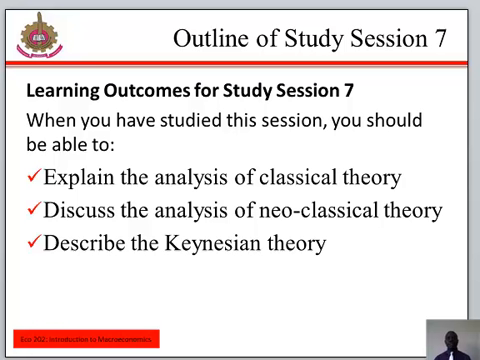Let's quickly run through the learning outcome of this study session. At the end of this study session, you will be able to explain the analysis of classical theory, discuss the analysis of neoclassical theory, and describe the Keynesian theory.